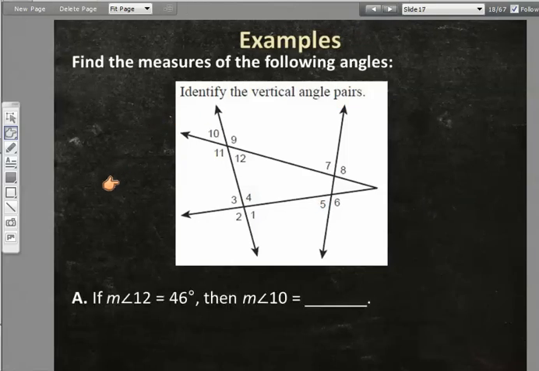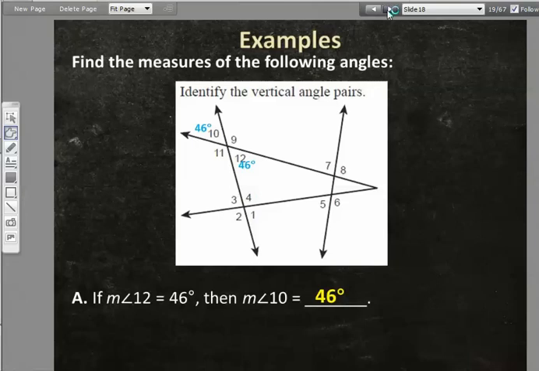Okay, let's look at this one. Now we're going to find the measure of these angles. It says if the measure of angle 12 equals 46 degrees, then the measure of angle 10 is going to be what? Now you have to remember, vertical angles are always congruent. There is no exception. Vertical angles are always congruent. So if angle 12 is 46, guess what 10 is going to be? 46.